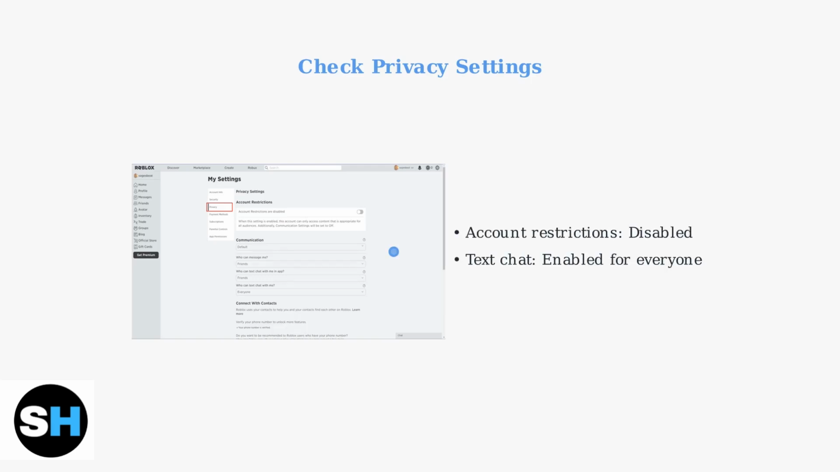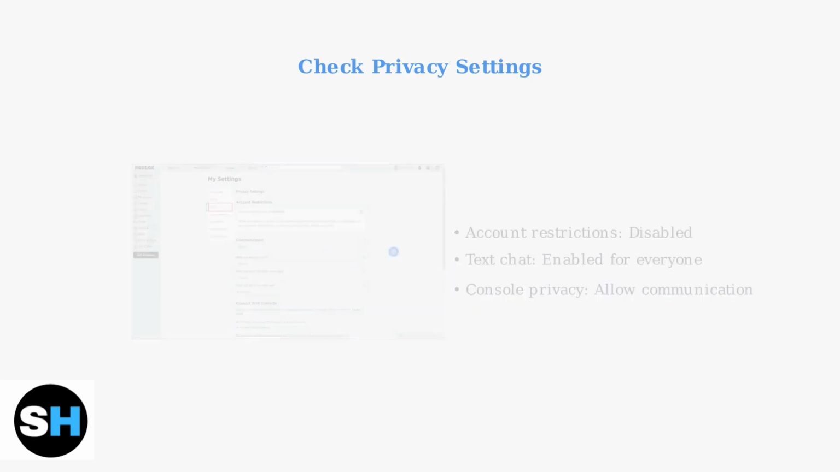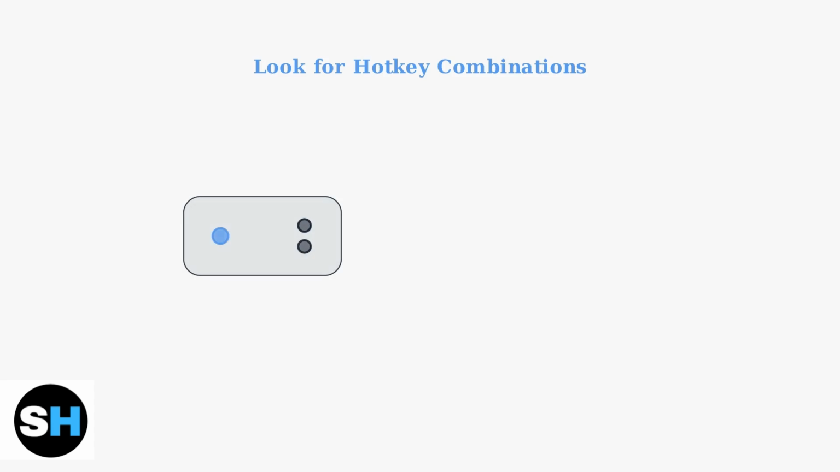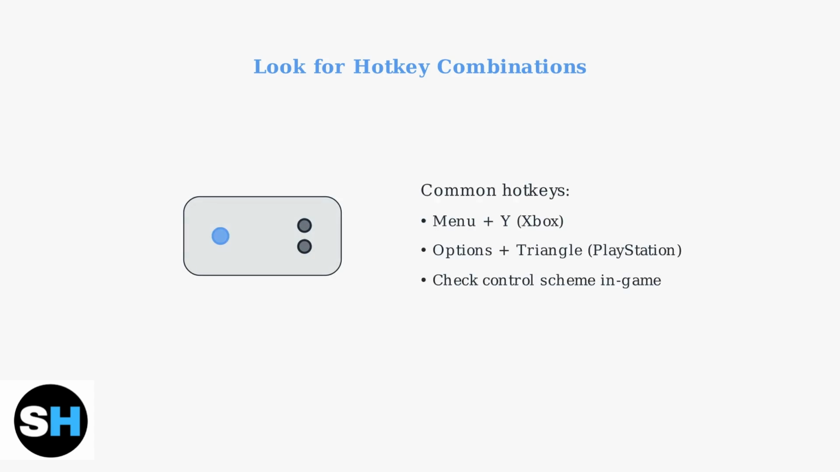Next, verify your account and privacy settings. Allow communication. This is crucial for text chat functionality. Ensure your Roblox account settings and console privacy settings both allow for communication and text chat with other players. Some games include quick toggle hotkey combinations for chat. Review the game's control scheme to find these shortcuts.